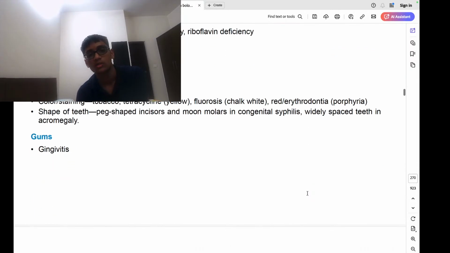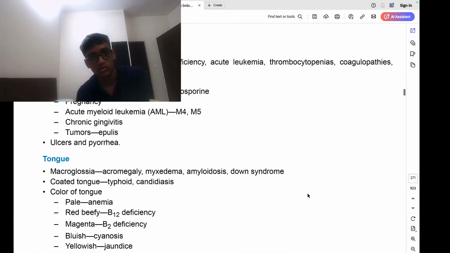Teeth, you can have caries, color staining, tobacco. You can have tetracycline yellow, fluorosis which is chalk white, red or erythrodontia. You have porphyria. Shape of the teeth, you have peg-shaped incisors and mulberry molars in congenital syphilis, widely spaced teeth in acromegaly. Gums, you can also have gingivitis.